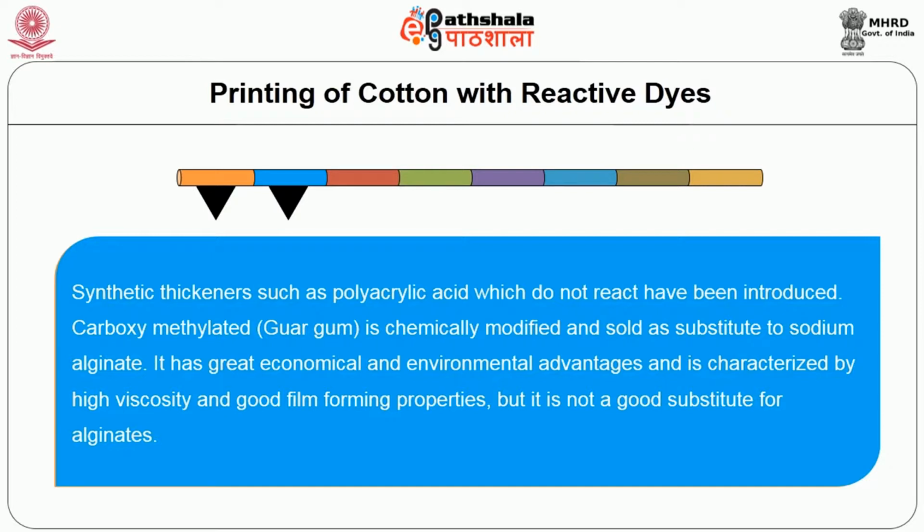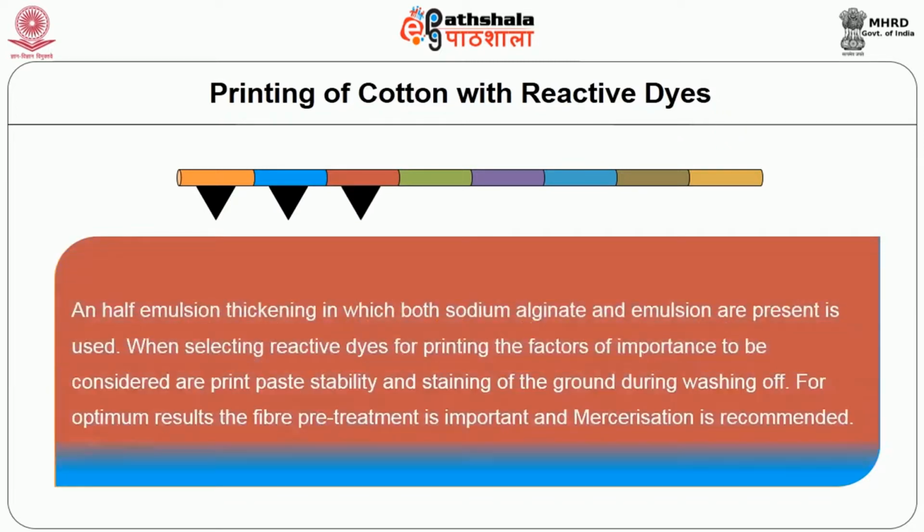It has great economic and environmental advantages and is characterized by high viscosity and good film forming properties, but it is not a good substitute for alginates. And half emulsion thickening, in which both sodium alginate and emulsion are present, is used. When selecting reactive dyes for printing, the factors of importance to be considered are print paste stability and staining of the ground during washing off. For optimum results, the fiber pretreatment is important and mercerization is recommended.